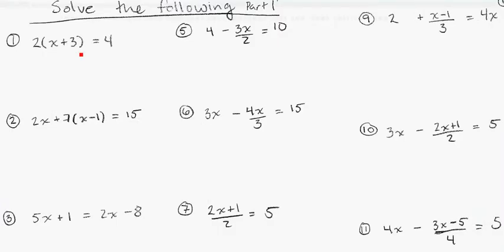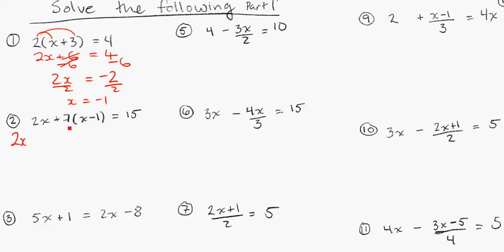Right, so let's see how we go. Number 1. First thing I would do is expand, although you could have done it by dividing by 2 first. Now minusing 6 to both sides, I'm left with 2x equals negative 2. Dividing both sides by 2, x equals negative 1.